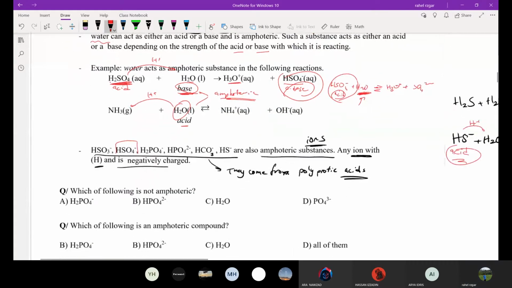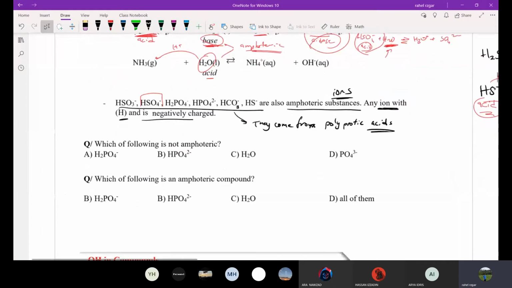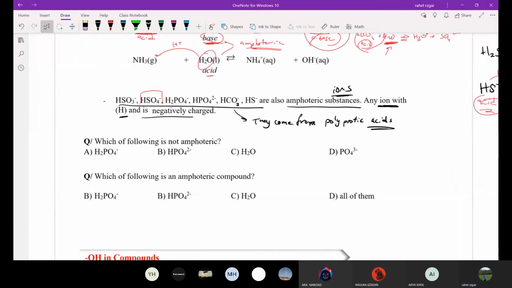How are questions asked in this subject? Like this: which of the following is not amphoteric? Amphoteric in general. Then we will say H2PO4 negative, yes, it is amphoteric. Why? Because it can donate a proton. It can also accept a proton. So it's amphoteric. It can donate a proton and it has a negative charge, so it can also accept a proton.